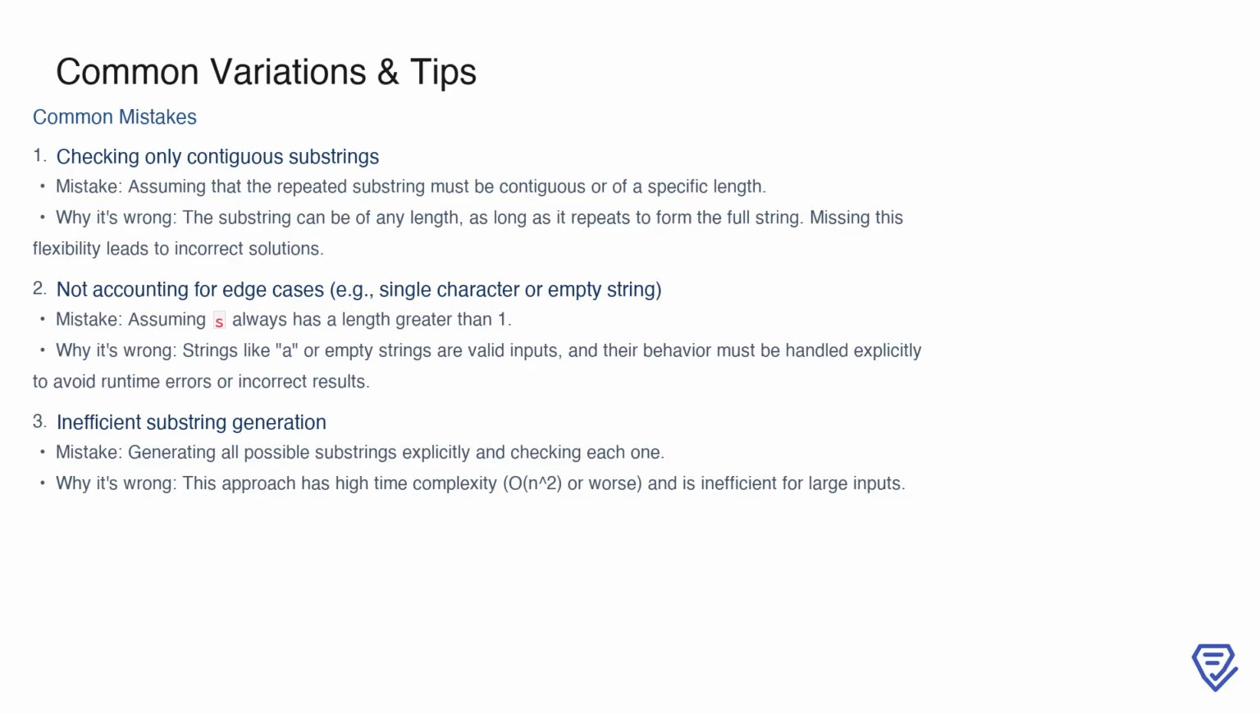Another frequent pitfall is failing to account for edge cases, such as single-character strings or empty strings. It's important to remember that these are valid inputs, and not handling them explicitly can cause runtime errors or unexpected results. Lastly, many beginners try to generate all possible substrings explicitly and check each one, which is highly inefficient. This approach can lead to time complexities as high as O(n squared), or worse, making it impractical for larger inputs. Instead, focusing on optimized methods is key to solving this problem efficiently.